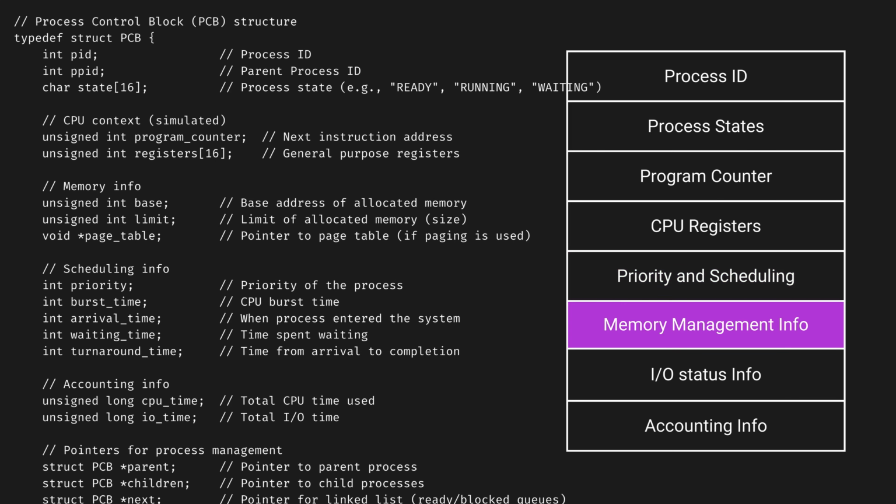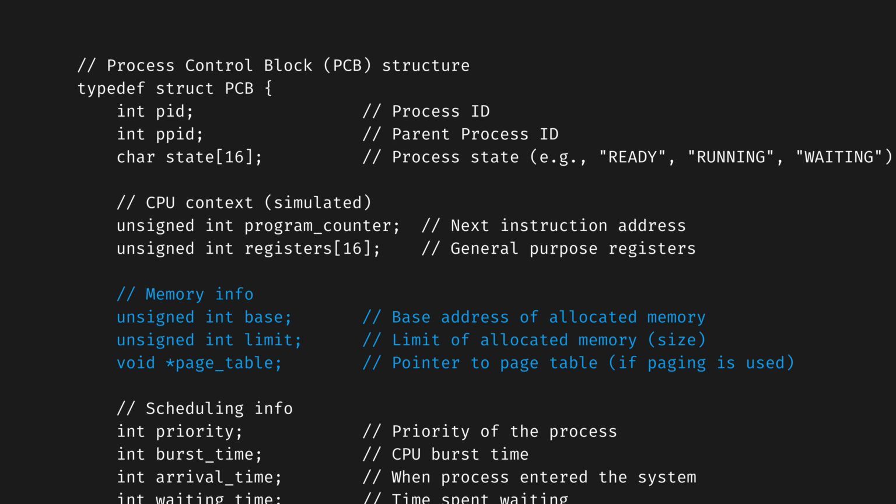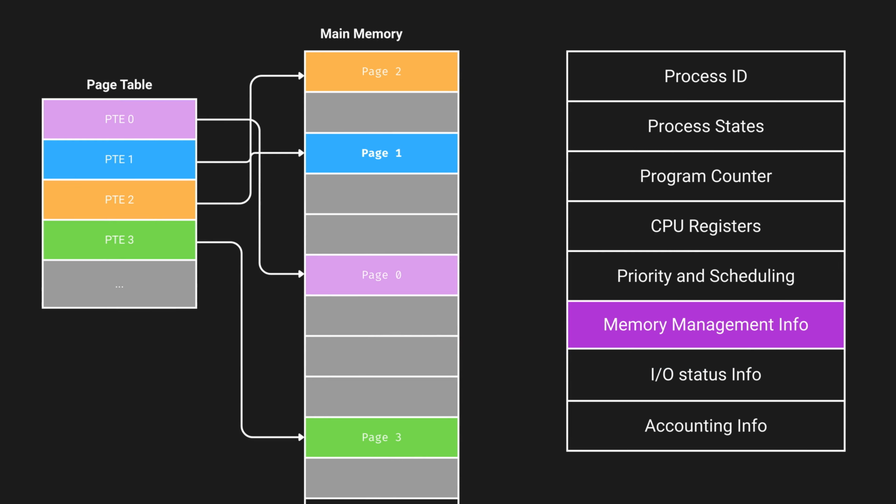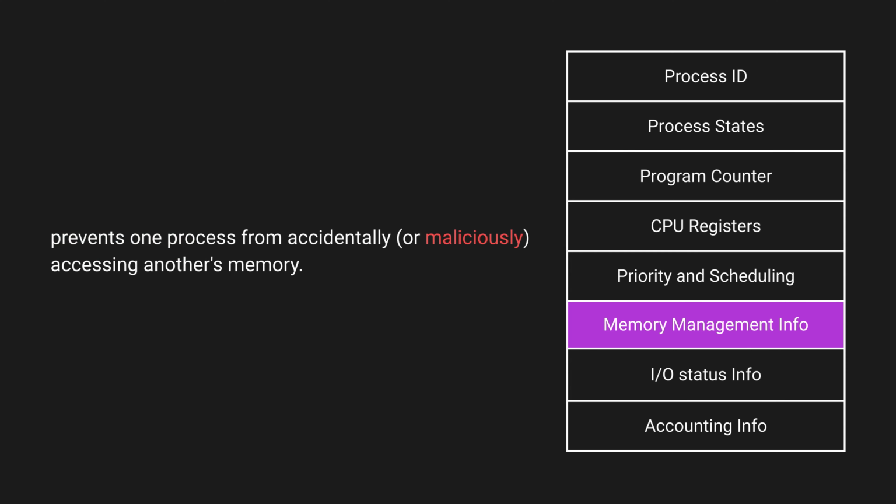Memory management information. It stores details on the process's memory layout, like base and limit registers, to bound its access, page tables for virtual memory, where the OS tricks the process into thinking it has more RAM than physically available by swapping to disk, or segment tables. This prevents one process from accidentally, or maliciously, accessing another's memory.